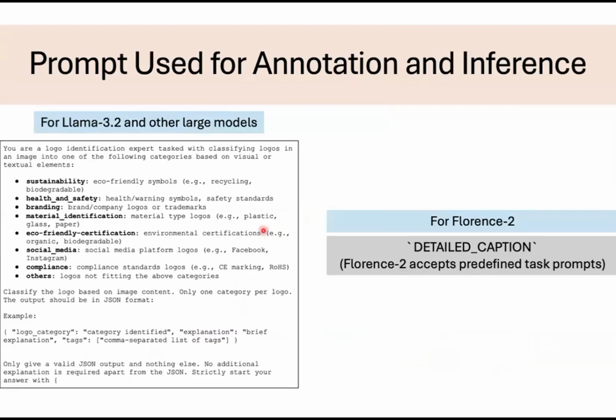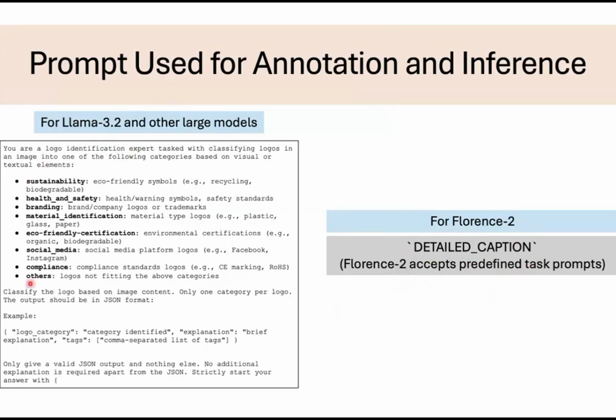These are the prompts which we have used for both annotation and inference. The prompt on the left is the one that we used to get annotations from Llama 3.2 and all other large language models which we utilized in our experiments, which we will show in the upcoming slides. As for the vision language model in our step 2 approach, Florence 2 is considered. We have only utilized a particular task prompt called detailed caption, which is a predefined task prompt. It is a limitation of Florence 2 that it accepts only a specified set of task prompts, so we were bound to use this.